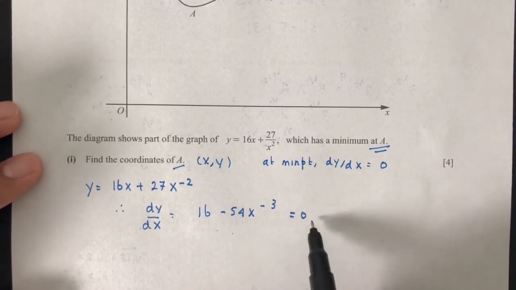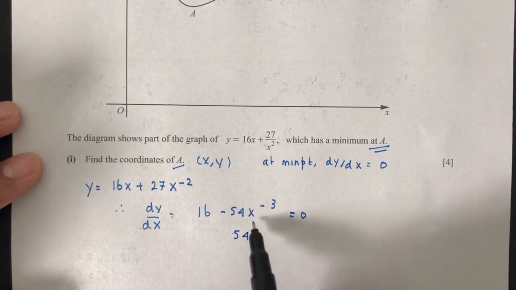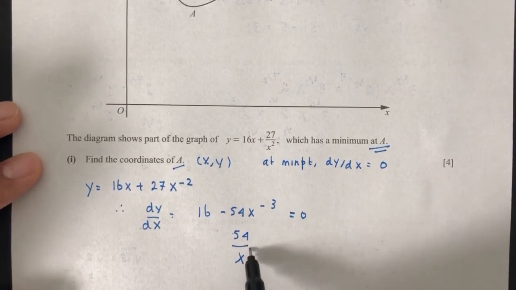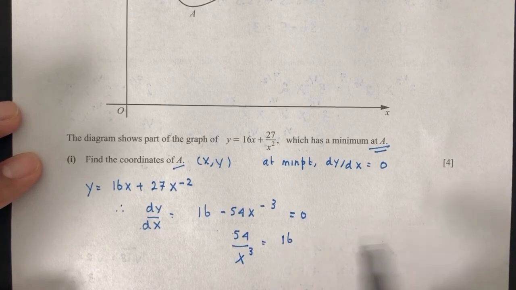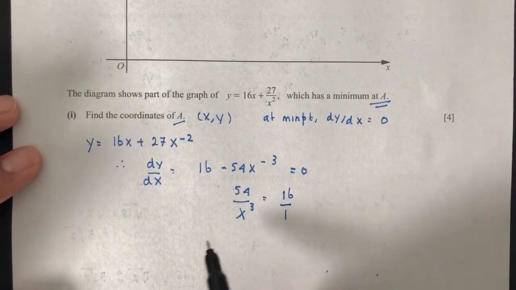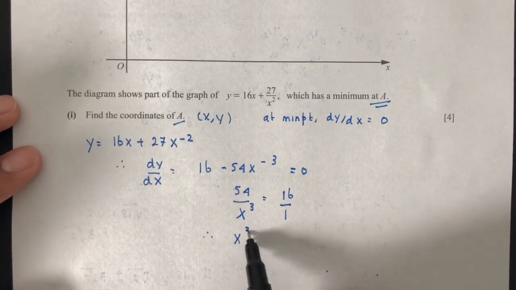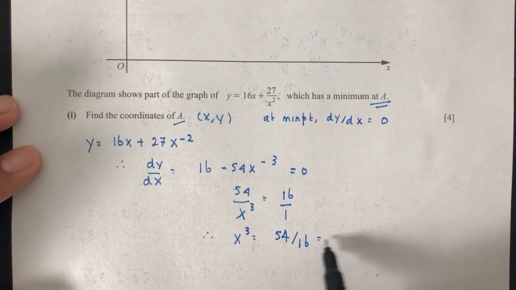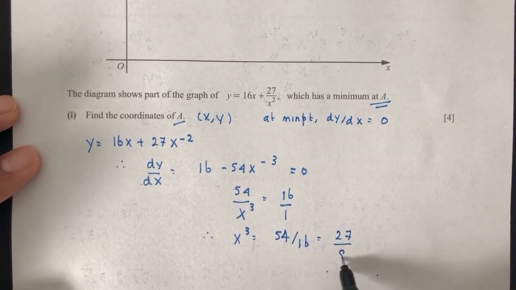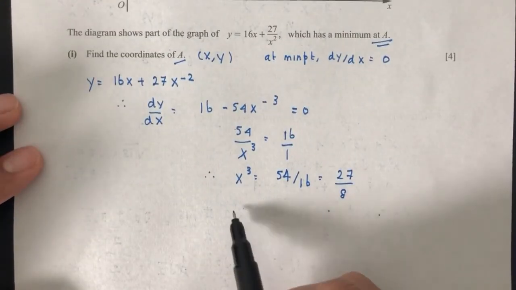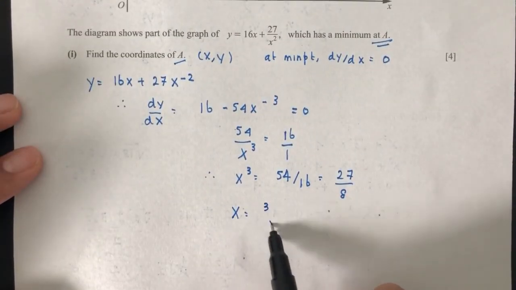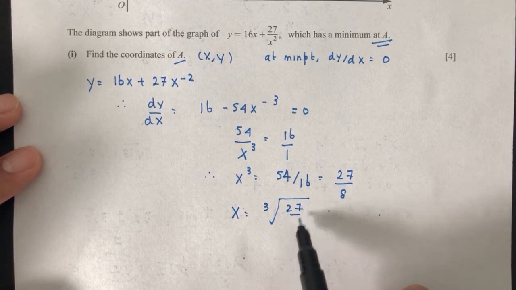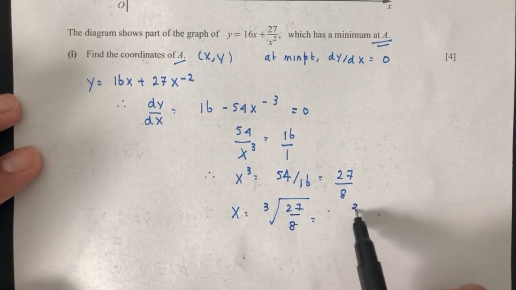So we send this over here. We have 54, x3 will be x this, 16. So we cross multiply. We have x3 will be 54 over 16, which is 27 over 8. So x will be cube root of this one. That should be 3 over 2. That's the value of x.